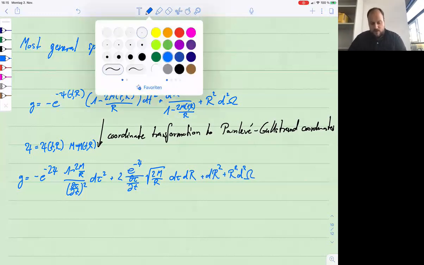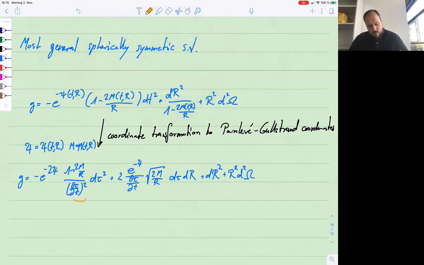And we do another renaming. We call this thing here A of T and R, and this we call B of T and R. Yeah, so the two is not in B.